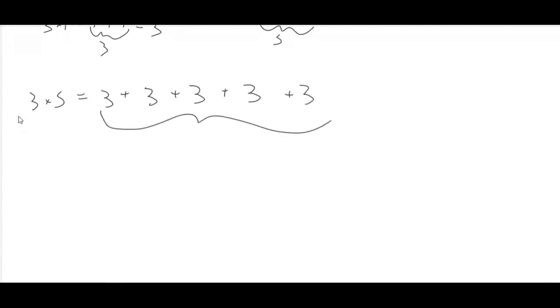So here's what's going on, okay? 3 times 5 is 3 plus 3 plus 3 plus 3 plus 3, okay? 5 of them. Now let's break down these 3s. 1 plus 1 plus 1, plus 1 plus 1 plus 1, and so on. All these 1 plus 1 plus 1s, that's a 3, right? Plus 1 plus 1 plus 1, okay?